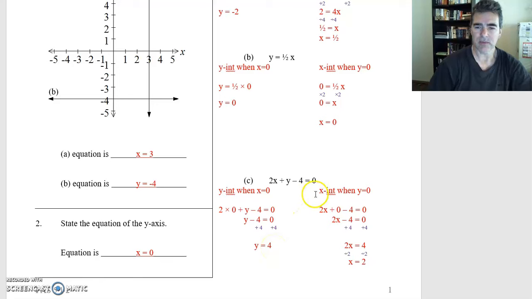The x-intercept, substituting y as 0. So replace the y with 0. So 2x plus nothing minus 4. Nothing minus 4 is negative 4. Add 4 to both sides. I get 2x equals 4. Divide both sides by 2, and it cuts the x-axis at 2.